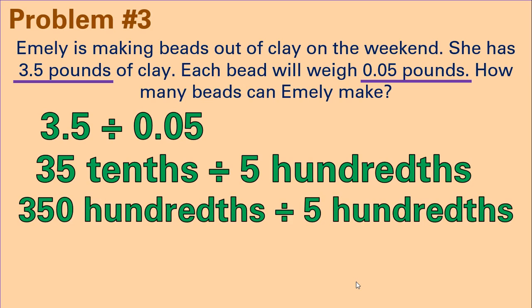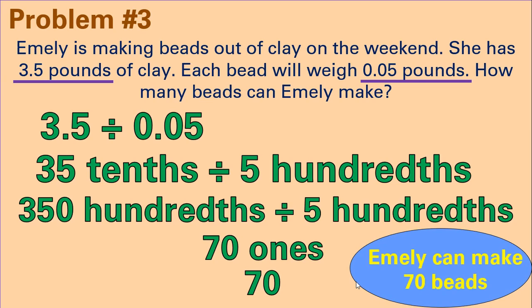Now we have both these numbers in hundredths, so we can divide our whole numbers. 350 divided by 5, which is 70, and hundredths divided by hundredths, which is ones. So our answer is 70. Emily can make 70 beads.